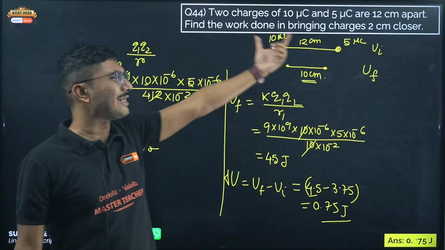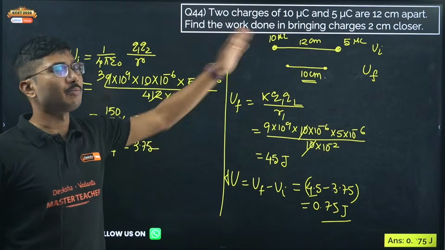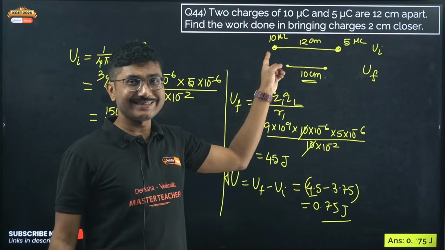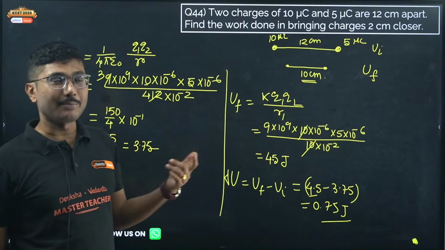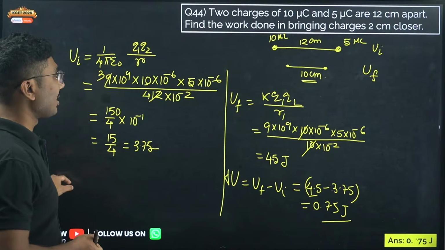Because it is isolated, only two charges, potential energy is sufficient. You don't need to calculate potential here. Otherwise, you have to calculate potential at two different distances, then multiply and calculate the potential energy difference. That will be a much longer method.